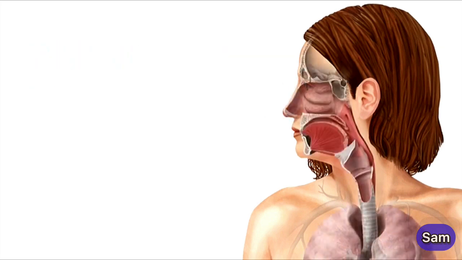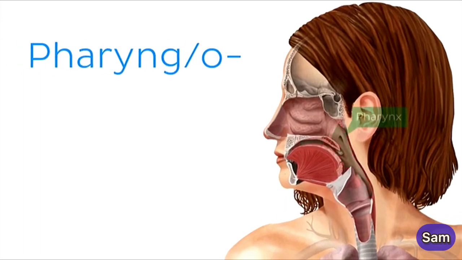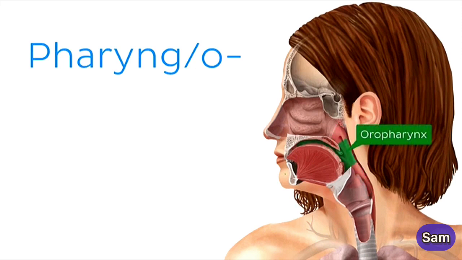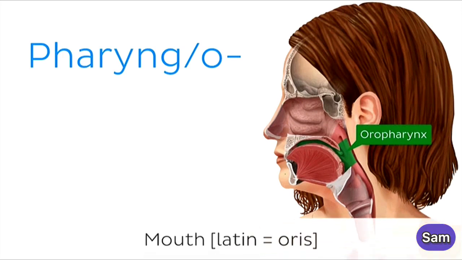Next up is pharynx or pharyngo with the O at the end, referring to the pharynx. The pharynx in itself is divided into three parts. The first and the last of the segments, the nasopharynx and laryngopharynx, are pretty straightforward. The oropharynx is a bit less obvious. However, as soon as you find out the or or oro with the O comes from the Latin word oris for mouth, it will make perfect sense that oropharynx is located behind the mouth at the level of the tonsils.